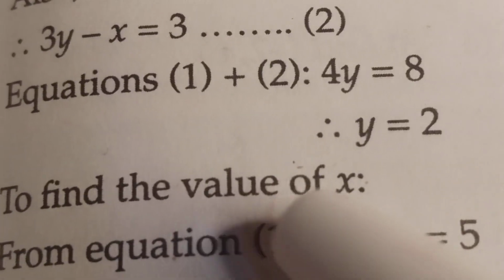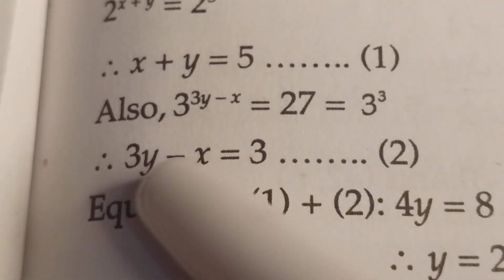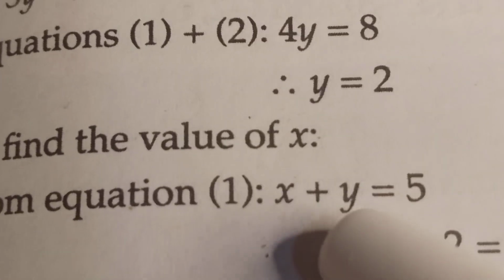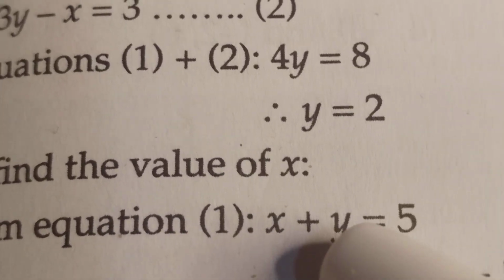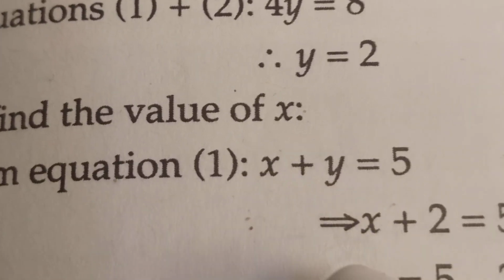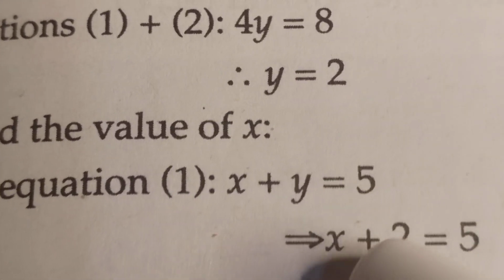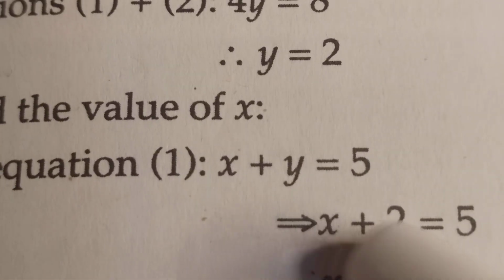To find the value of x, since we have got y, let's check equation 1. Look at equation 1. x plus y equals 5. So we'll bring it down: x plus y equals 5. We'll replace y as 2 here. When we replace y, we'll just have x plus 2 equals 5.